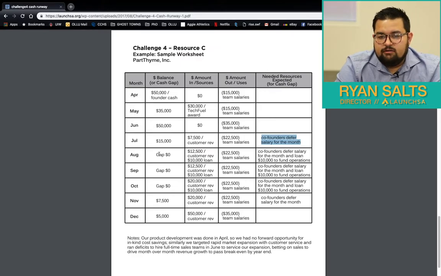That gap may be fixed with a loan. It may be fixed with a loan from a bank, a personal loan, finances, an investor. There are many ways that you can fix that shortfall. But ideally, you're getting to a point where revenue fixes that shortfall.